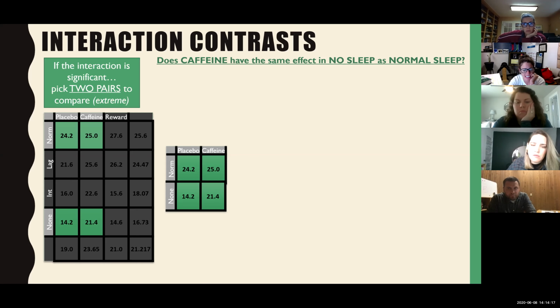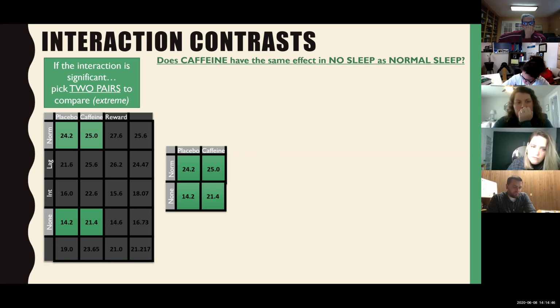It's not much. It's like 0.8 higher. But in the no sleep, what difference does caffeine make? 7.2. A 7-point difference. Now we want to get a p-value to say, is there a difference in the differences? Is caffeine's difference a consistent difference or an inconsistent difference? Is there a difference in the differences?